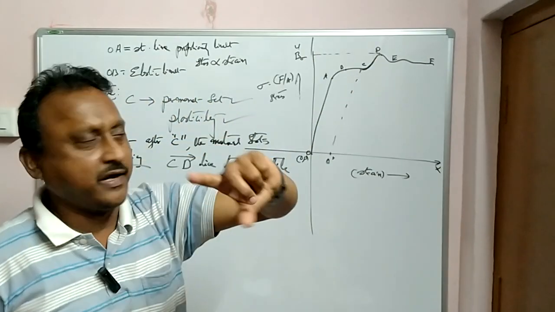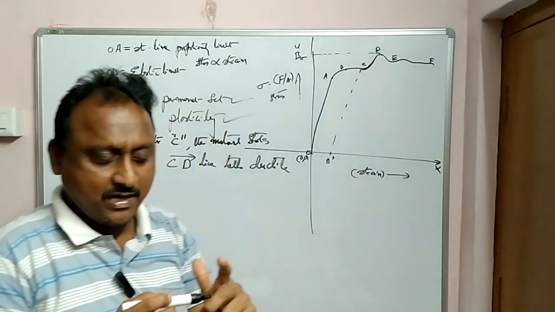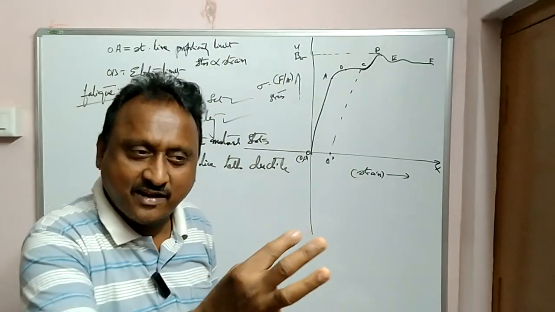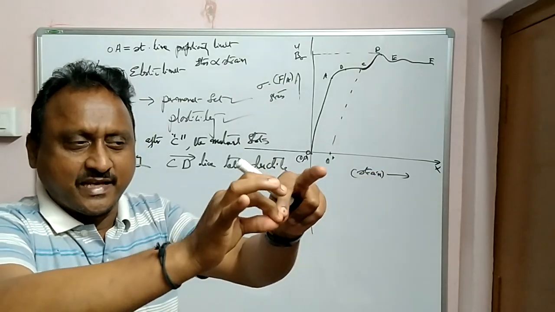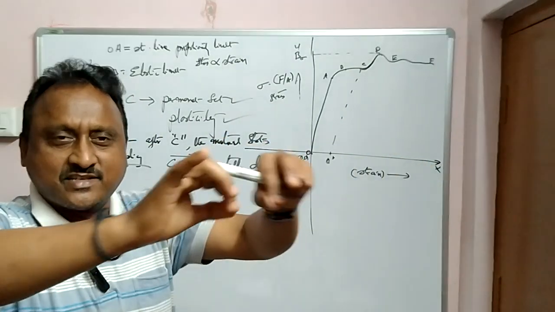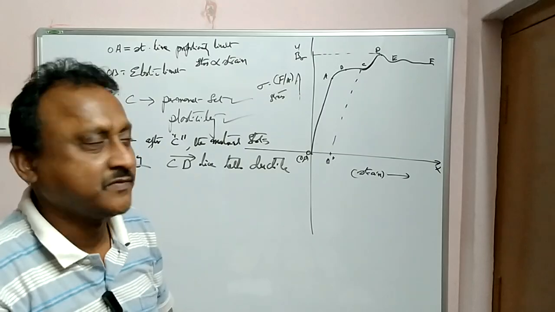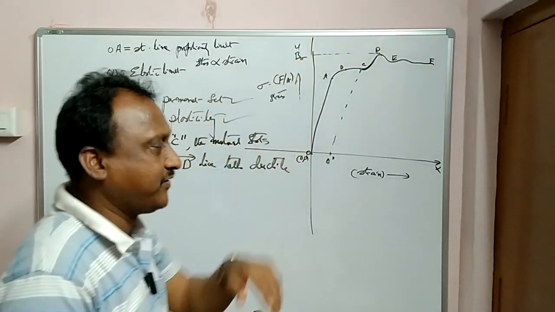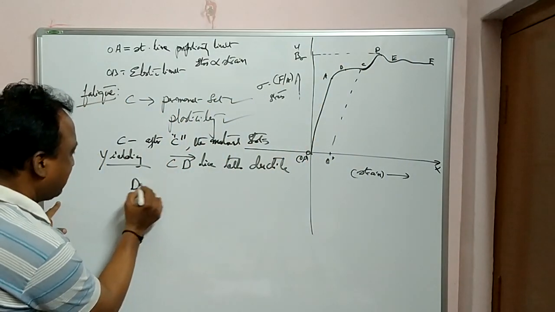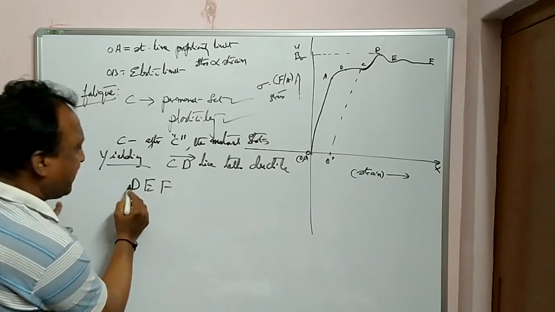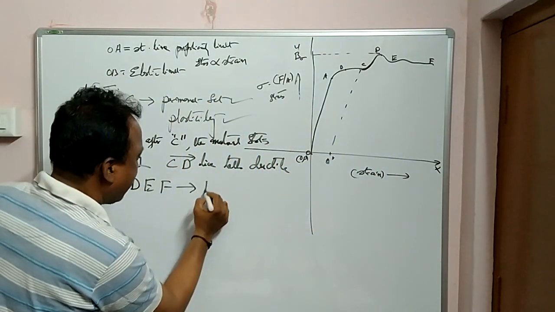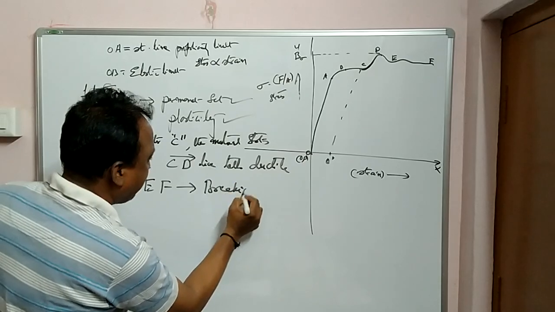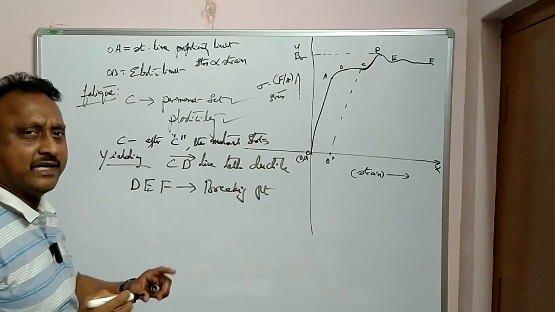After C, the material is subjected to lateral strain, the diameter decreases, it becomes very thin, and finally it stretches and breaks. So the DEF part of the graph indicates the breaking point. It may break at D or E or F. So DEF is called the breaking point of the material.